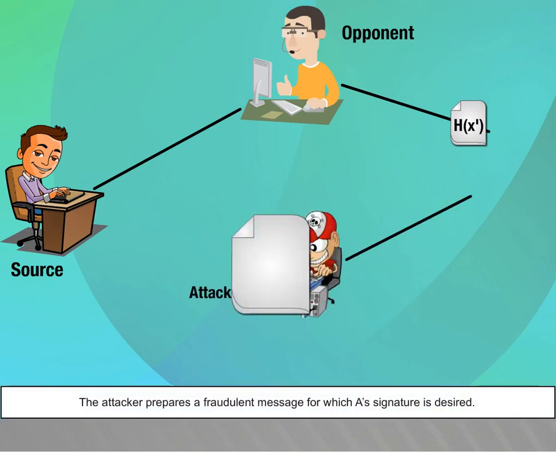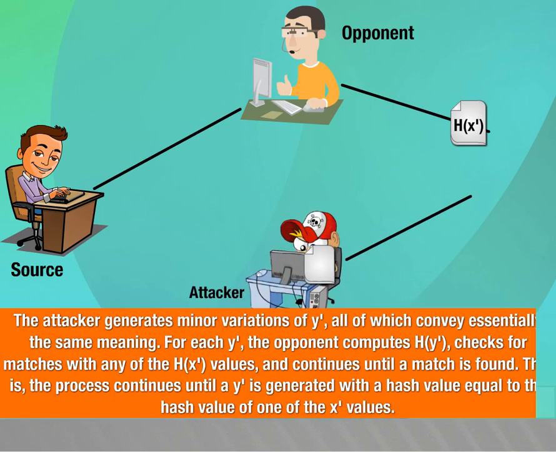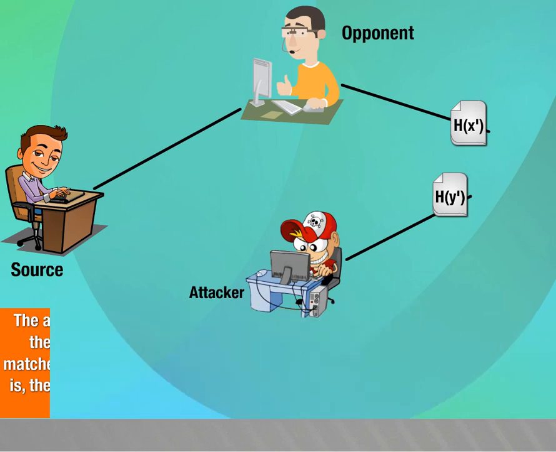The attacker prepares a fraudulent message y for which A's signature is desired. The attacker generates minor variations y' of y, all of which convey essentially the same meaning. For each y', the opponent computes h(y'), checks for matches with any of the h(x') values, and continues until a match is found. That is, the process continues until a y' is generated with a hash value equal to the hash value of one of the x' values.